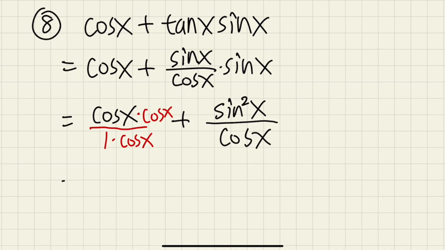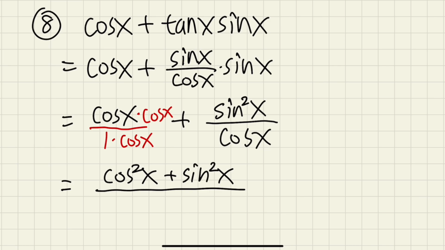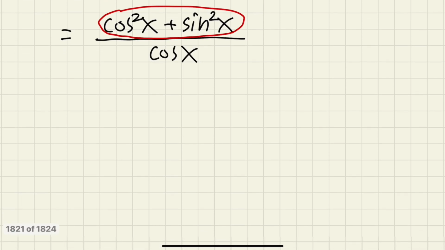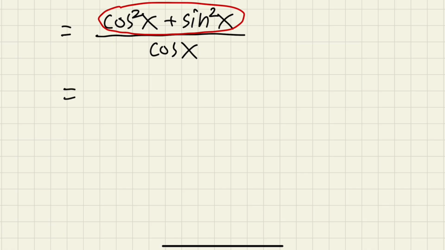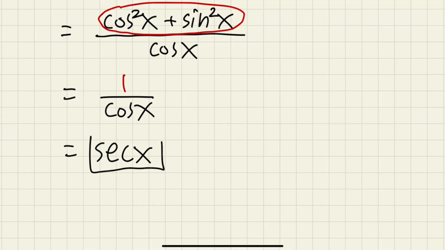So we see the top is just cosine x times cosine x, which is cosine squared x plus sine squared x. They have the same denominator, so we can just put them together in one fraction. Well, cosine squared x plus sine squared x, the order of addition doesn't matter, so this is equal to 1 as well. So we have 1 over cosine x, and that's equal to just secant x.